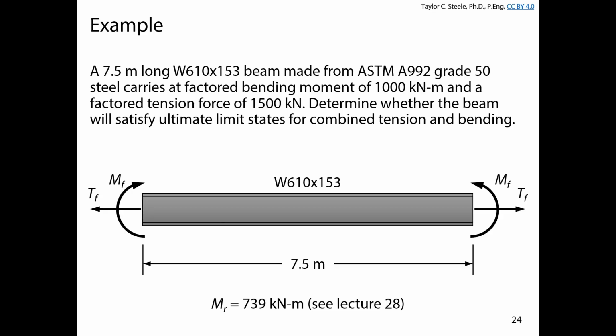Okay? So, when we're checking members under combined loading, we check strength and stability. Because it's a class 1 doubly symmetric I shape, we're using clause 13.9.2, where we calculate strength this way. We have no weak axis moment, so that goes away. We get TF over phi A Fy plus 0.85 MFX over phi Zx Fy, which has to be less than or equal to 1. When we calculate the combined ratio, we get 0.842, which is indeed less than 1.0.